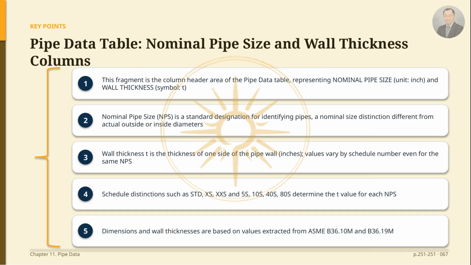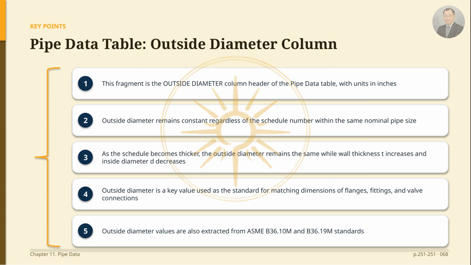For example, if the nominal pipe size is 1/8 inch, you can see that the wall thickness value differs depending on whether the schedule number is 10S or 40S. Rather than listing all the values, please first find the NPS of the pipe you are designing, and then match it with the correct wall thickness T value, according to the applicable schedule. Since this data is based on the ASME B1.20.1 and B1.20.1 standards, I recommend using it as a reference when calculating detailed dimensions. Next, I'll introduce the outside diameter column of the pipe data table.